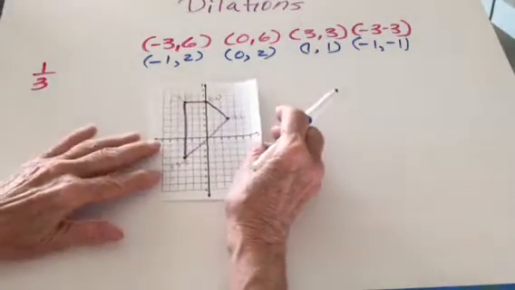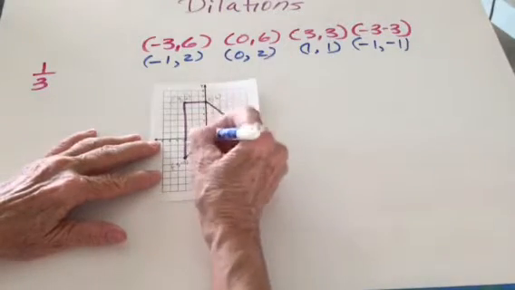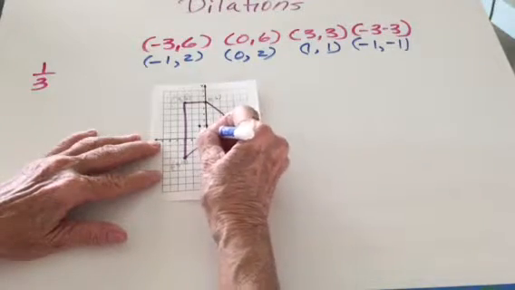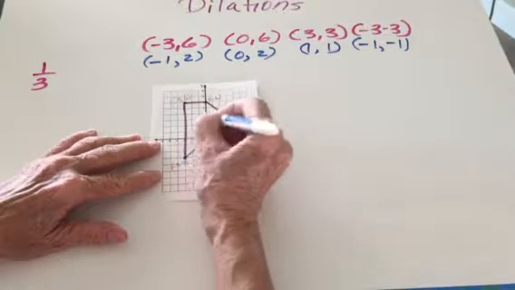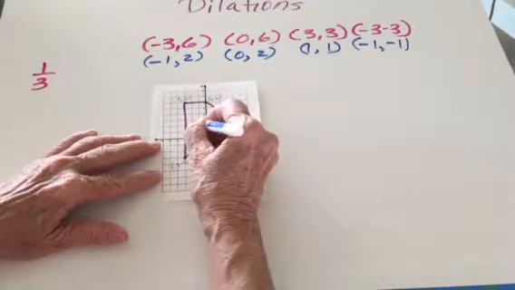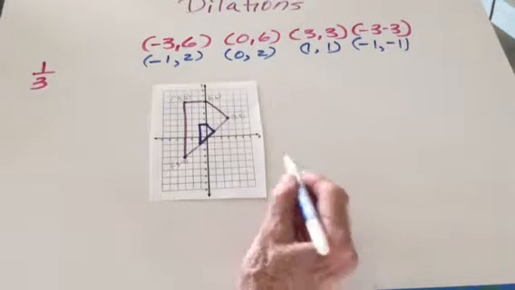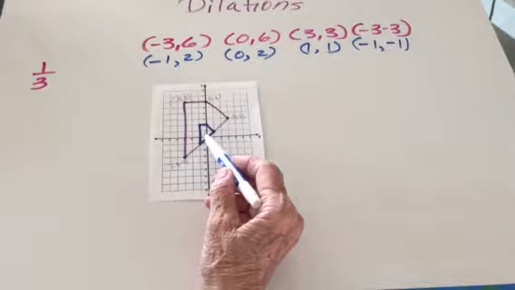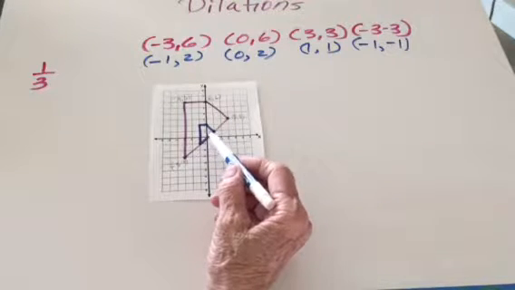What do I have? -1, 2. So -1, 2, there's a point. 0, 2, there's a point. 1, 1, over 1, up 1. And -1, -1. Where's this? -1, -1. There's my new dilated shape. It got smaller by a factor of 1/3. Smaller, it reduced by a factor of 1/3. That's how you do it.